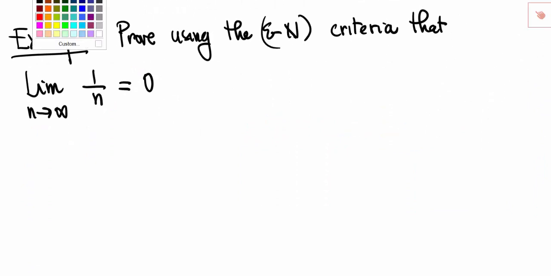For our first example, we will prove using the epsilon-N criteria that the limit of 1 over n as n is approaching infinity is equal to 0. So, I mean, that makes sense, right? If you take a sequence 1/n, as n is getting larger and larger, you get 1/2, 1/3, 1/4, 1/5, and so on. And so the terms of your sequence are getting closer and closer to 0. Now, how do we capture that using the epsilon-N criteria?